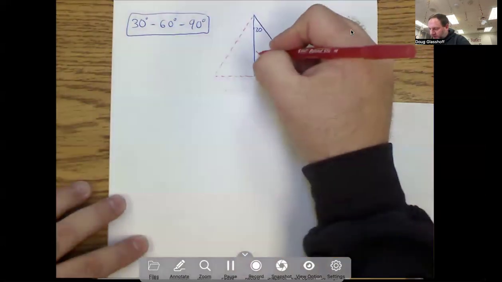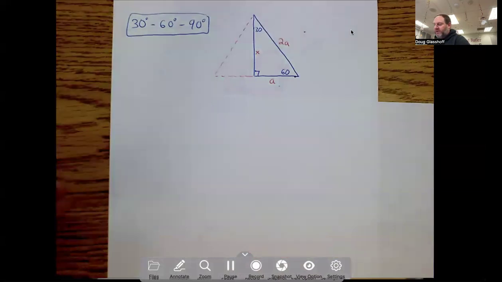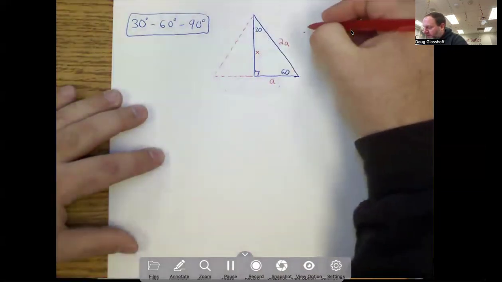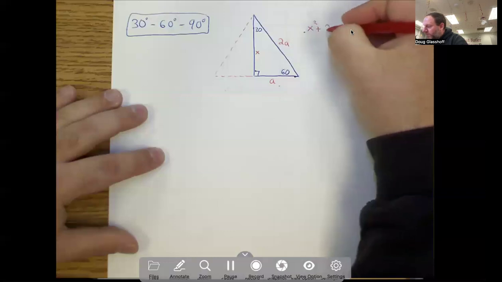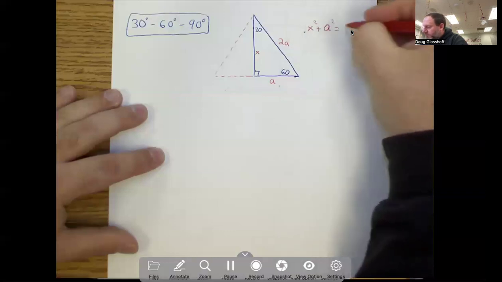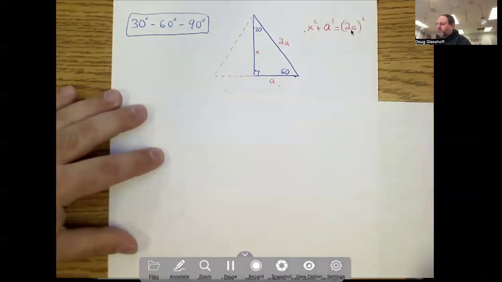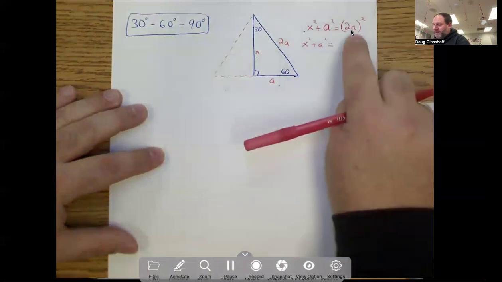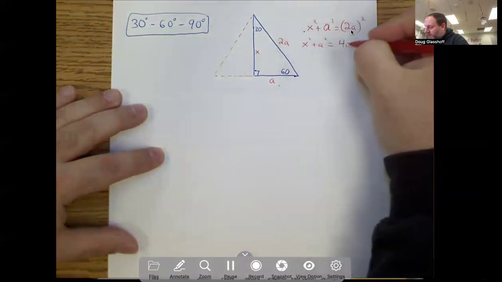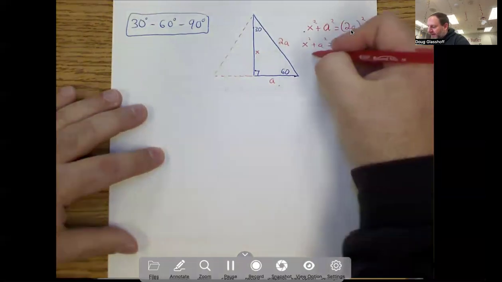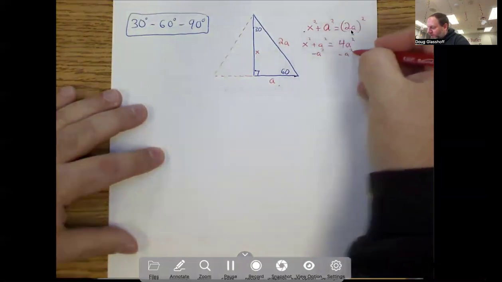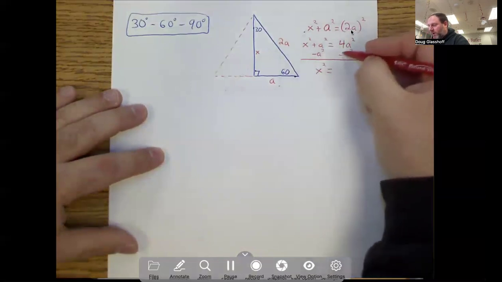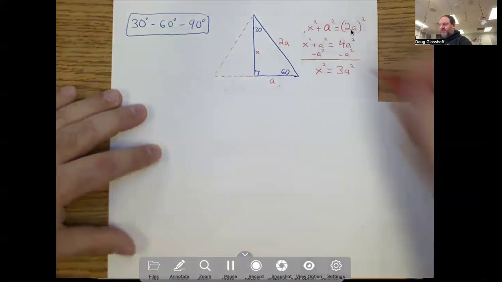Let's just call this one X right now. Let's use the Pythagorean theorem to figure out what this one would have to be. So these two squared would equal that squared. So X squared plus A squared would equal 2A squared. In other words, X squared plus A squared, this would be 2A times 2A, which would be 4A squared. Then I can subtract the A squared over to get the A's together. That leaves me X squared equals 4A squared take away 1A squared, which is 3A squared.